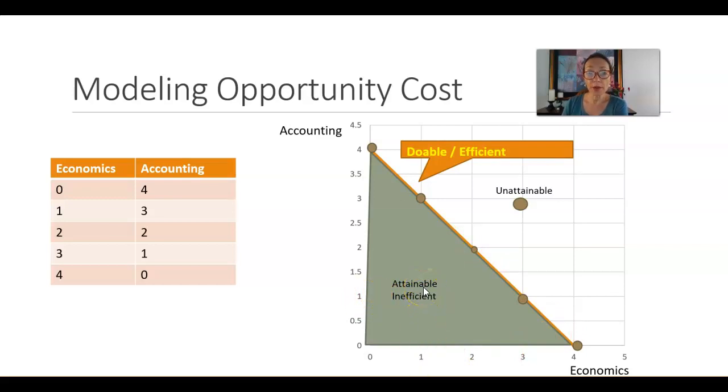That would take up 2 hours, and it's attainable, but it's not efficient because one of our assumptions is that we are using all of our resources. Can we study 3 hours of accounting and 3 hours of economics? Well, no, we can't because we don't have 6 hours available. So that is unattainable. Every point on the line shows us combinations that are doable and that are efficient.